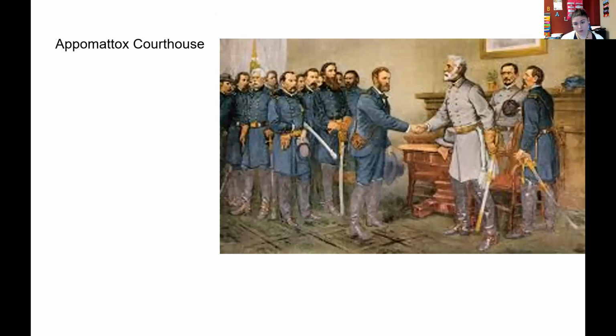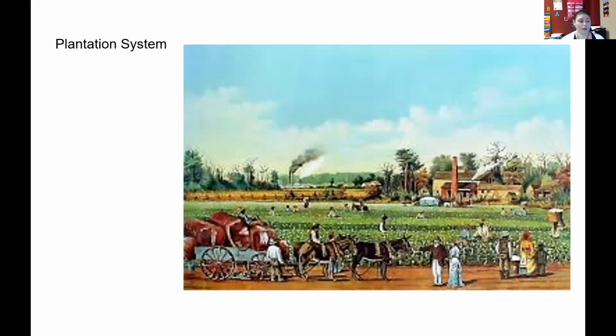Appomattox Courthouse. Now take a look at the picture. You can see there's two people and they're shaking hands. And obviously they have swords with them and they just seem to be settling down and agreeing on something. What do you think that is? Plantation system.